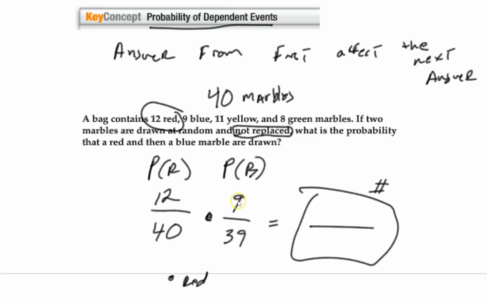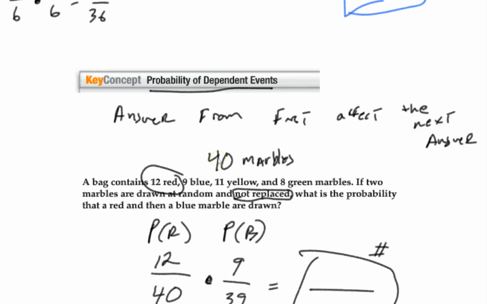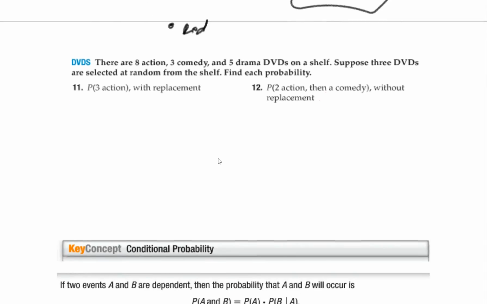So what happens the first time affects what happens the second time, right? You lose the value here. Independent events, they have no effect on each other. You just multiply them together. So let's look at this. There are 8 action, 3 comedies, and 5 drama DVDs.